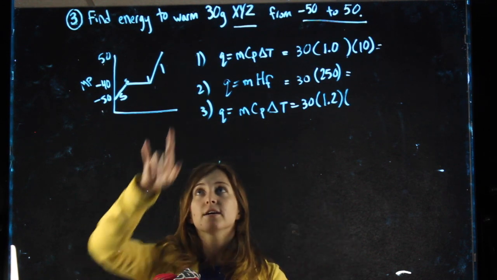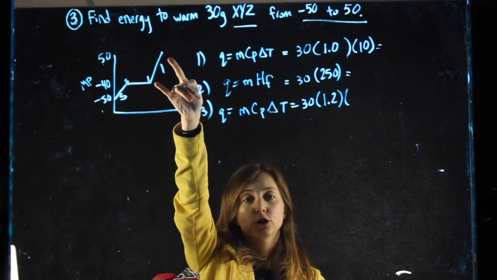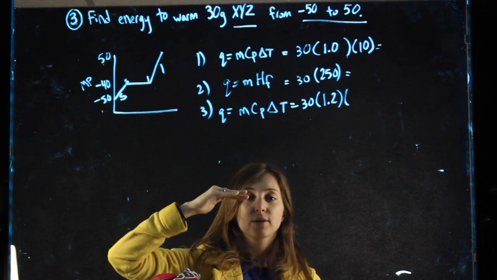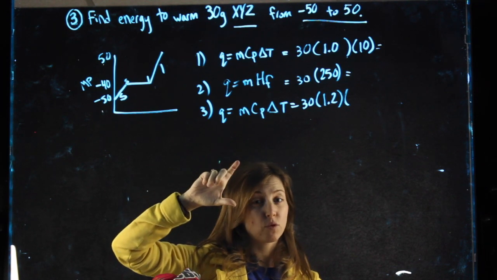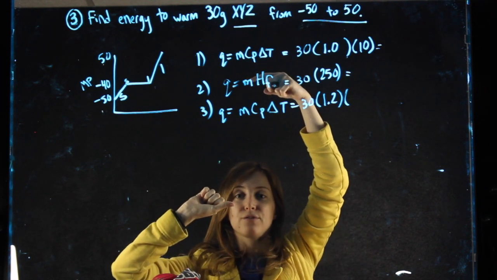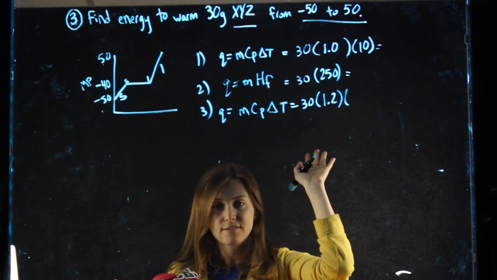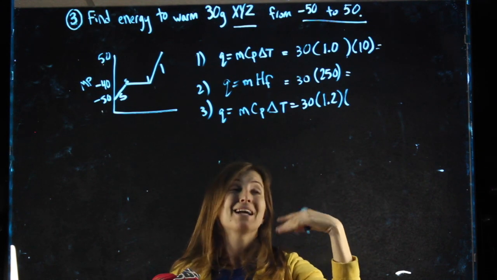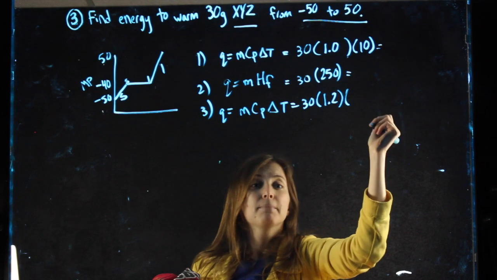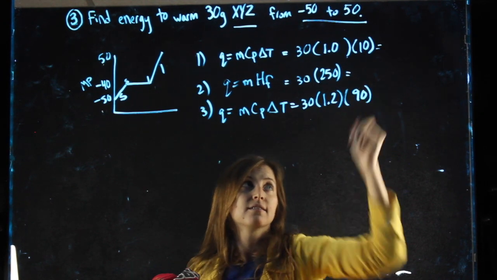Change in temperature here, make sure you don't just put 10. To go from negative 40 to 50, really it's negative 40 up to 0 is 40, and then another 50 to get you to 50. If negative numbers mess you up, bigger minus smaller, 50 minus negative 40 is 90.